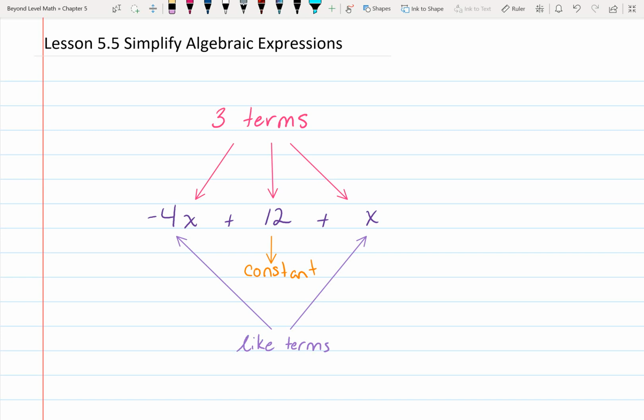We've got three terms here because we've got three sets of numbers or variables separated by addition or subtraction. In this case, just addition. The like terms are negative 4x and x because they have the same variable to the same power. Keep in mind, same power. So if I had x squared, then negative 4x and x squared would no longer be like terms. Like terms have to have the same variable, yes, but also to the same power.